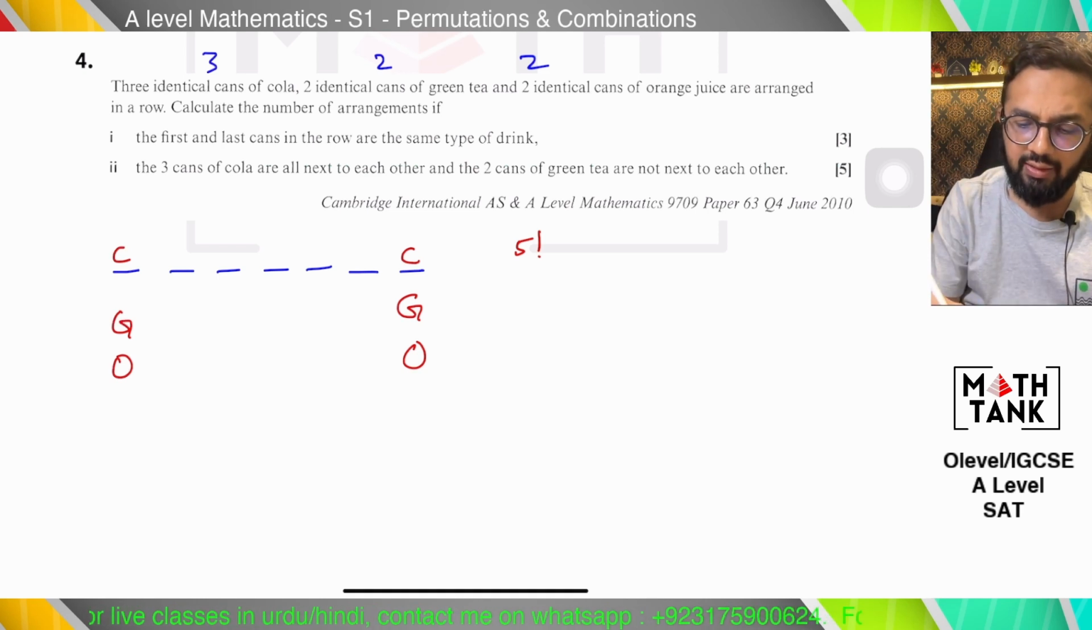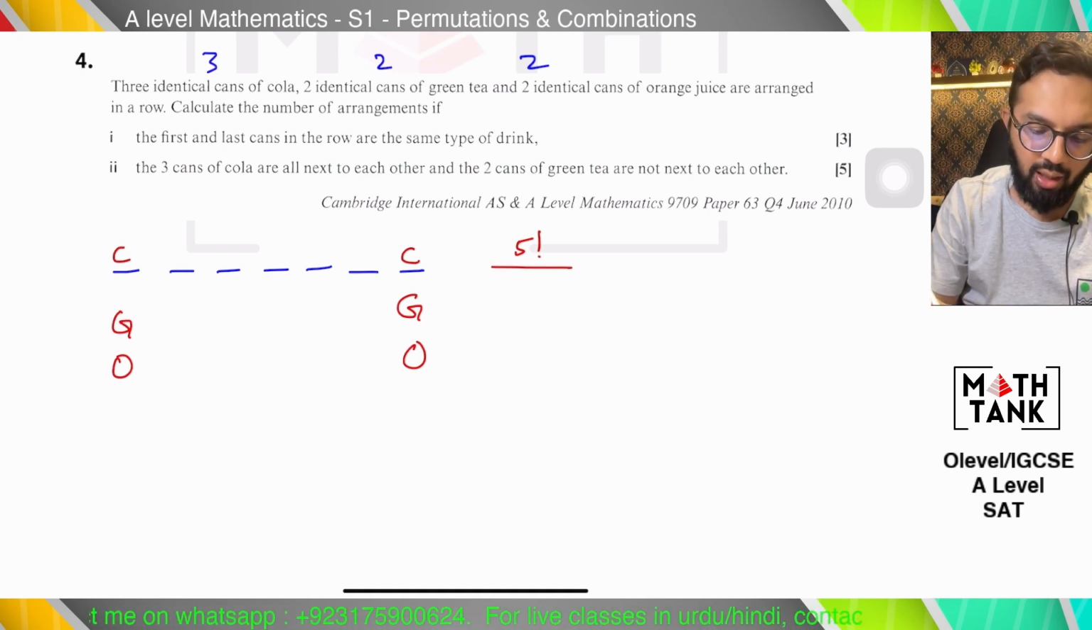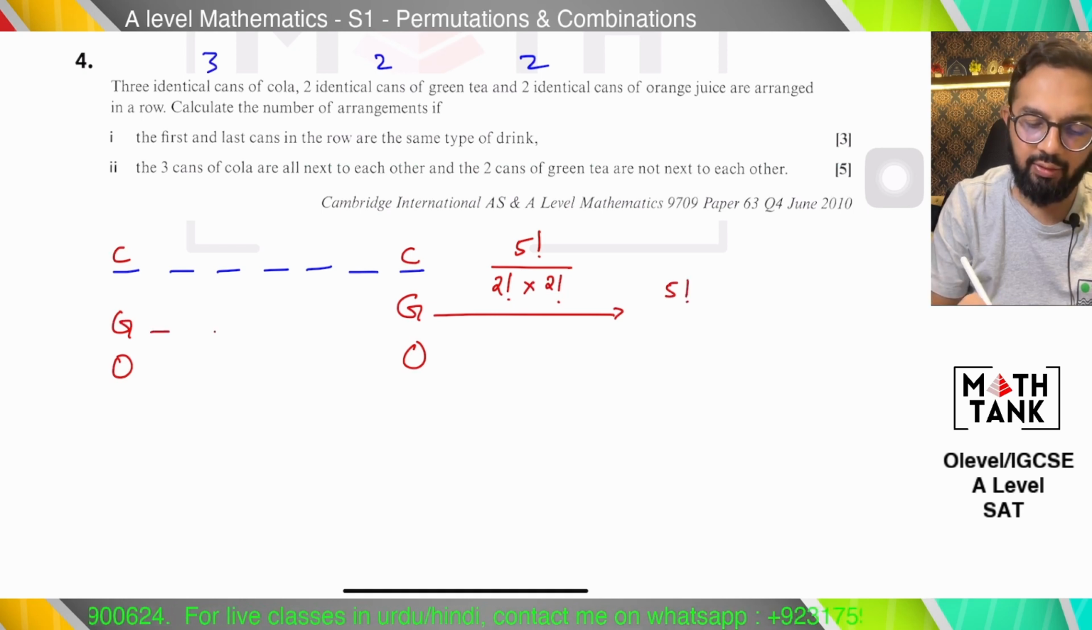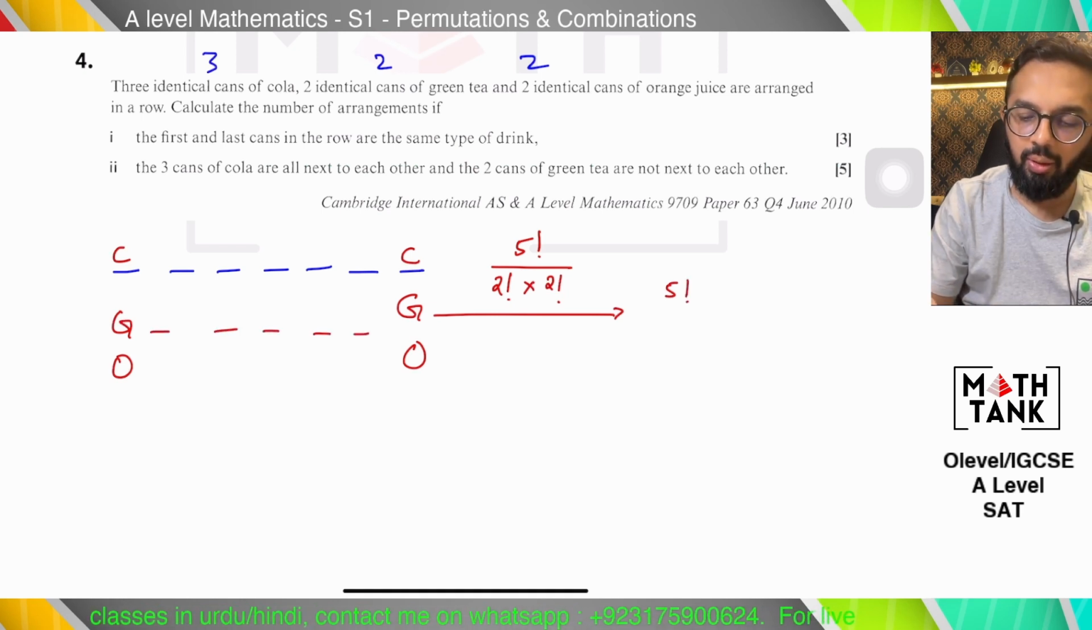Are any of these things identical? Yes, there are lots of things identical inside. There was one can of cola left, so that's not identical. Two green tea cans and two orange juice cans. Then when I'm doing this, I'm going to say that again there are 5 dashes in the middle. Okay. Now what is identical? 3 cans of cola and 2 cans of orange juice.